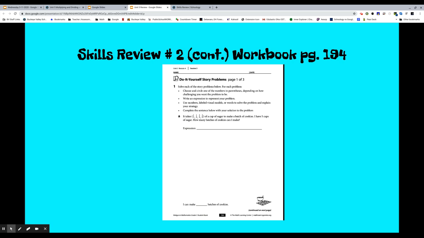So remember, you are going to write an expression. You're going to pick one of these fractions, write your expression, and make sure you fill in the sentence at the bottom. I can make blank batches of cookies. I should actually be able to look at your work and know what this problem was without ever having read it. And that is all for page 194.